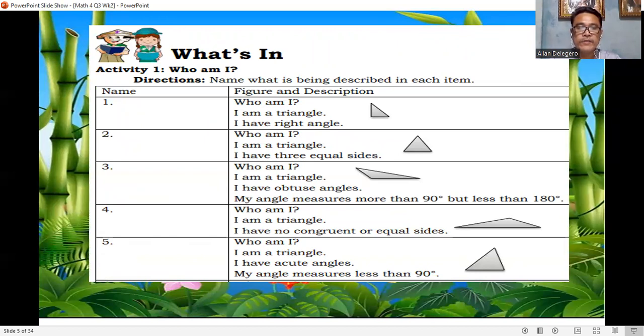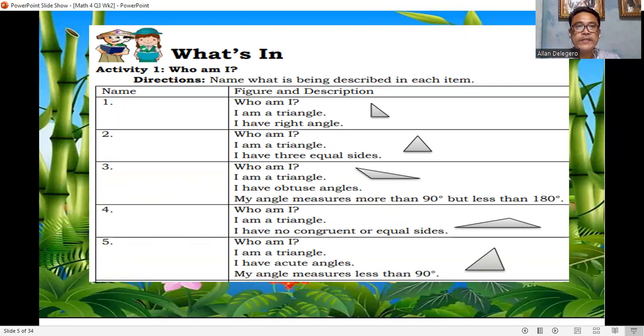Number 4, who am I? I am a triangle. I have no congruent or equal sides. Number 5, who am I? I am a triangle. I have acute angles. My angle measures less than 90 degrees. Let's check your answers.